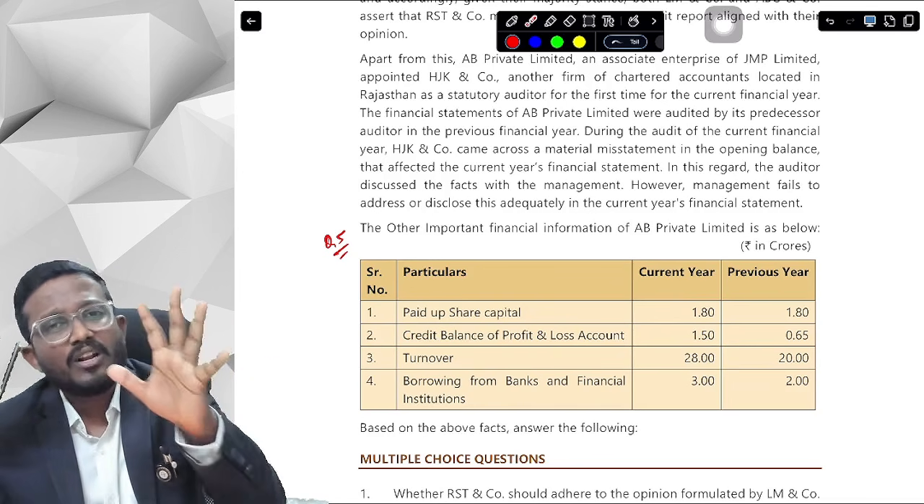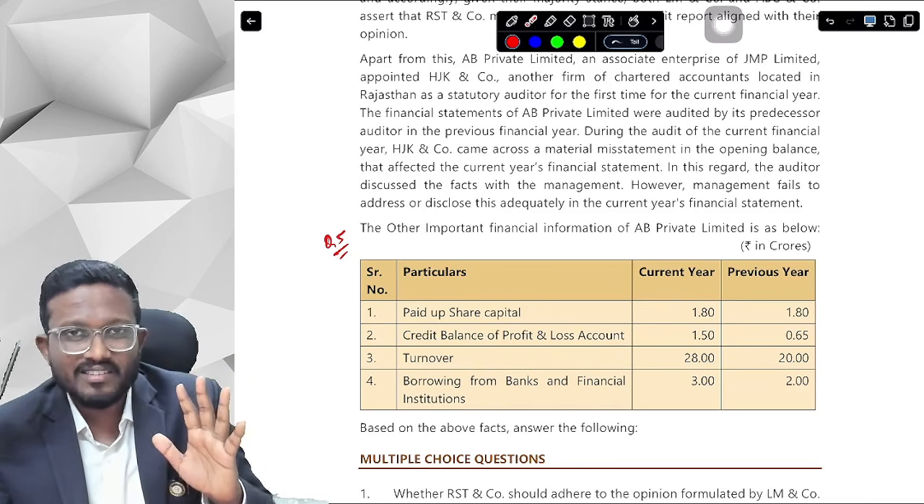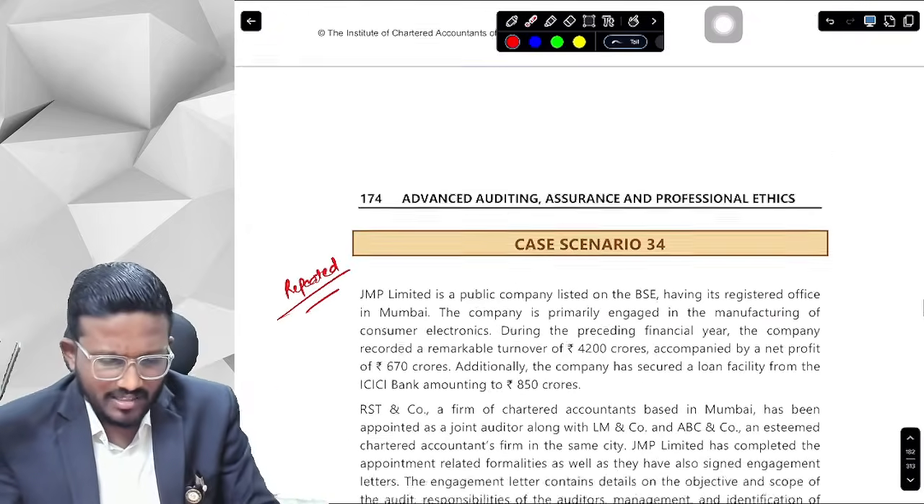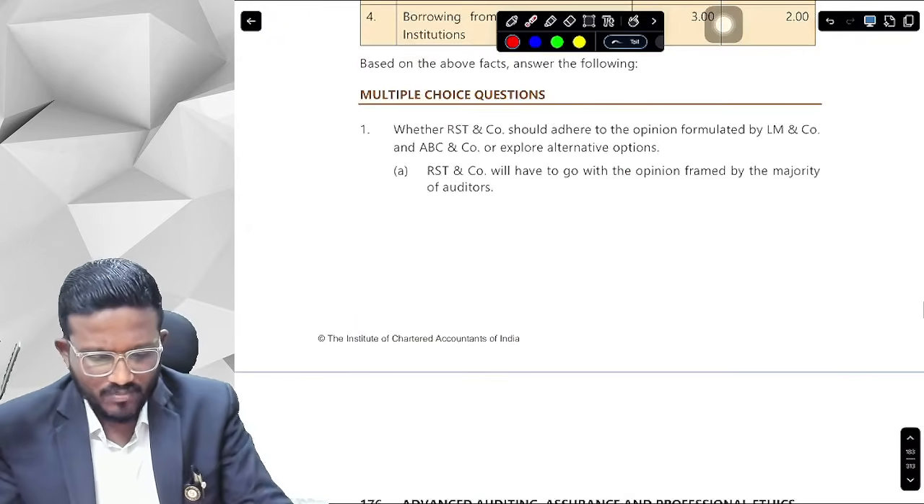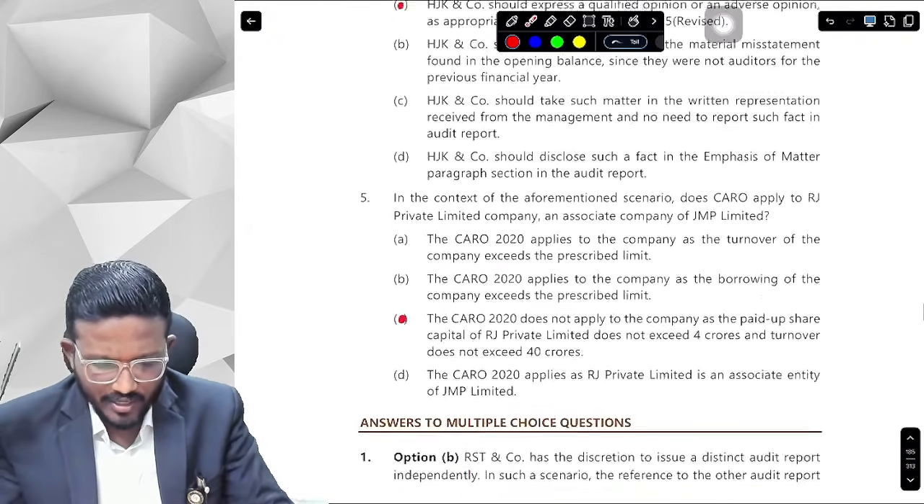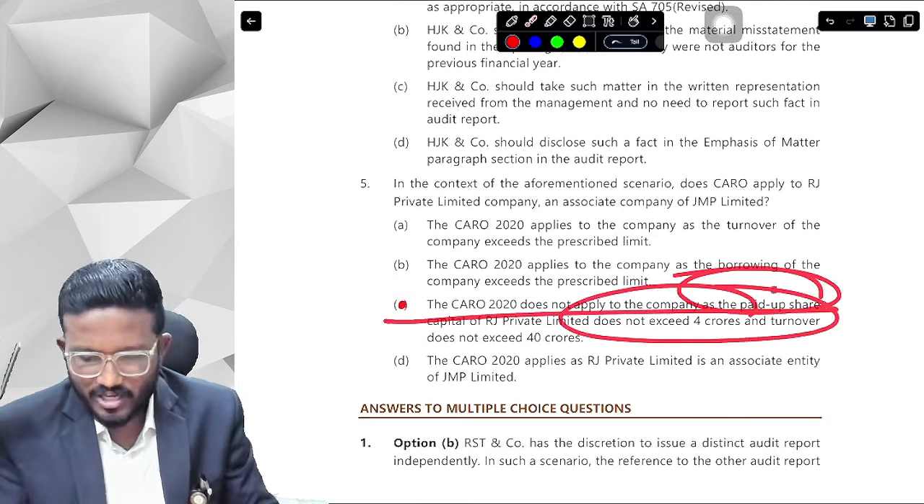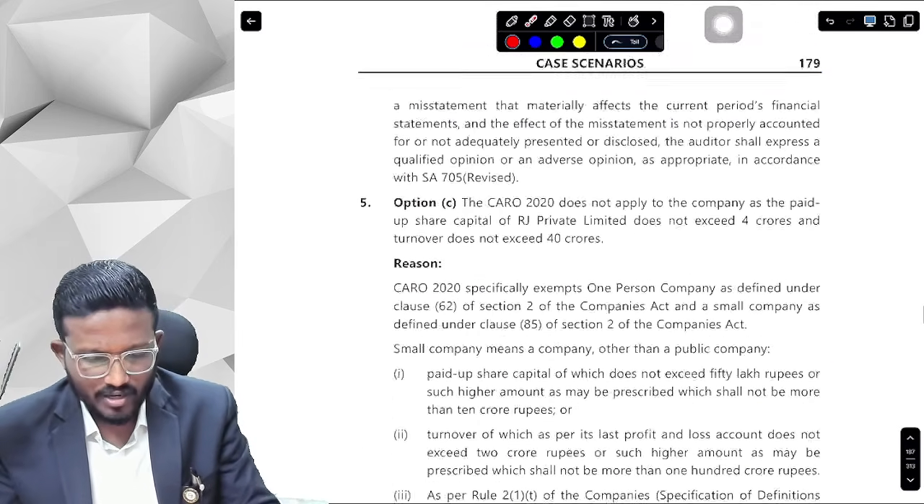Whenever the ICA will notify, we will consider, but until now we have to consider 4 crore and 40 crore only. I don't think this is repeated. I think there's some mistake over here. This is not repeated. Okay, yes sir. So here CARO 2020 does not apply as paid up share capital does not exceed 4 crore and turnover does not exceed 40 crore.